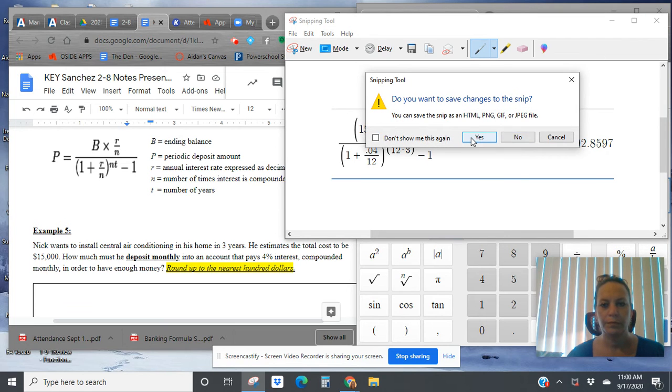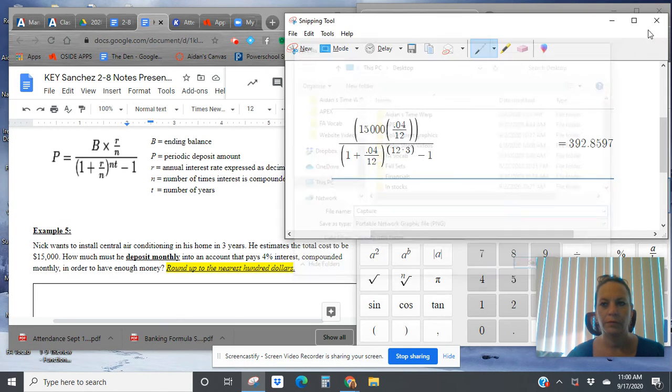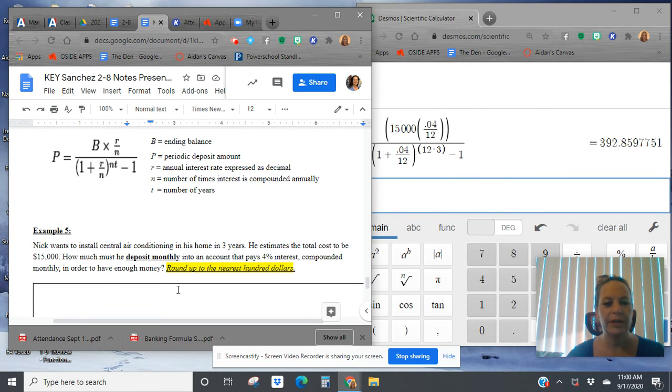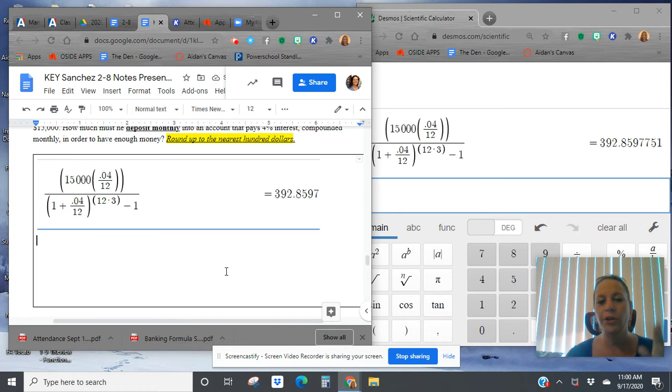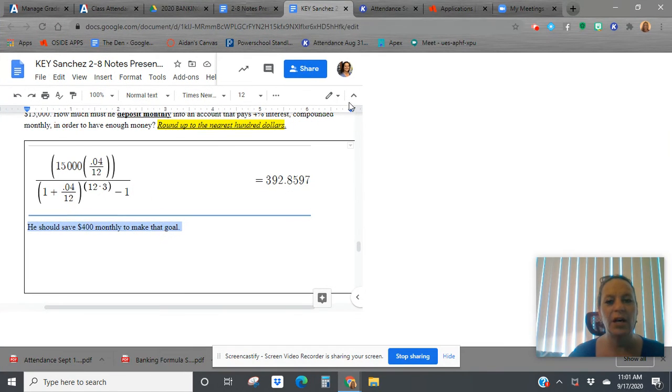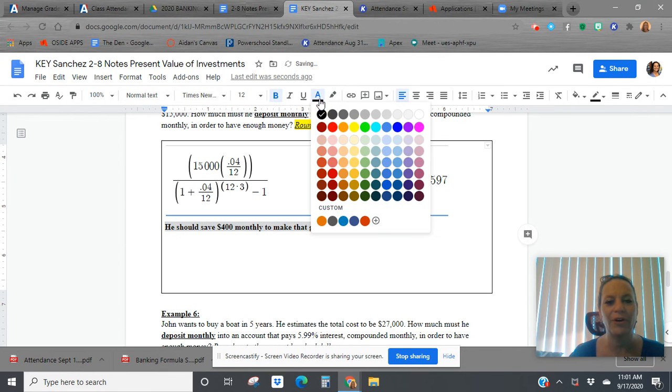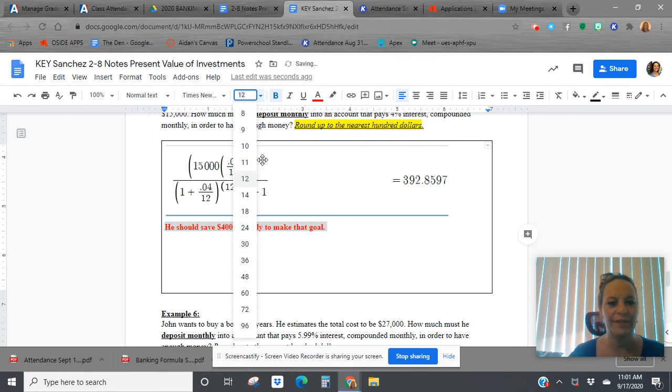Now, it says to round up to the nearest $100, because normally when you're saving monthly, you don't tell your paycheck to save $392. You just say he should save $400 a month to make that goal. So we're going to round up to the nearest 100 because that's what makes sense in real life. You're going to round to a nice $100. You're not going to say $392 is the amount I'm trying to save.